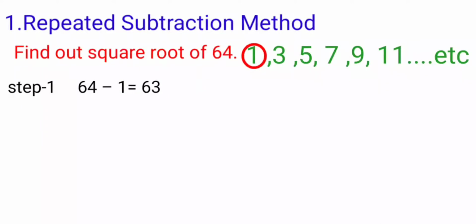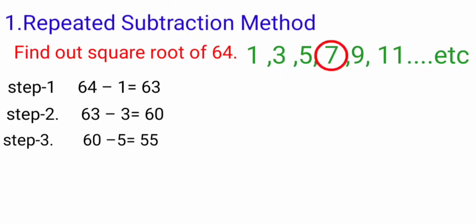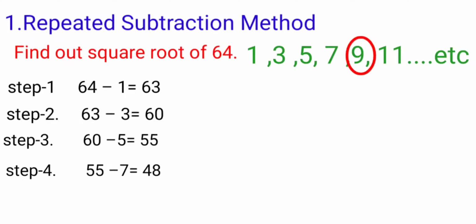First is 1, so 64 minus 1 is 63. This is the first step. In the next step, the next odd number is 3, so 63 minus 3 is 60. This is step 2. Next, step 3, the next odd natural number is 5, so 60 minus 5 is 55. Next is 7, so 55 minus 7 is 48. This is step 4. Next is 9.